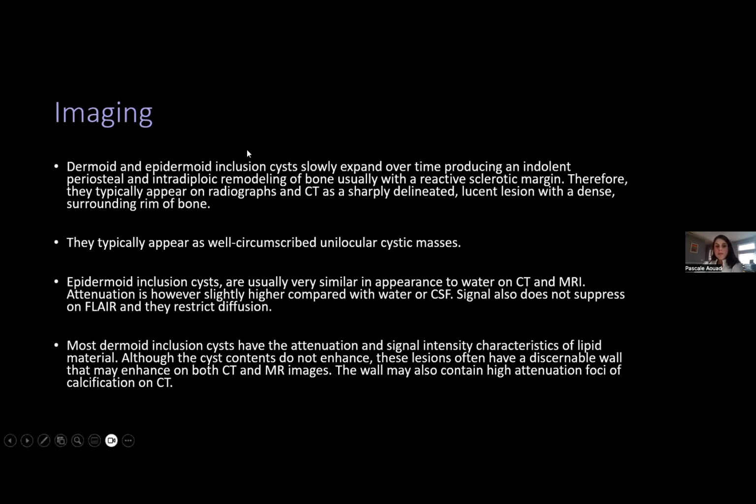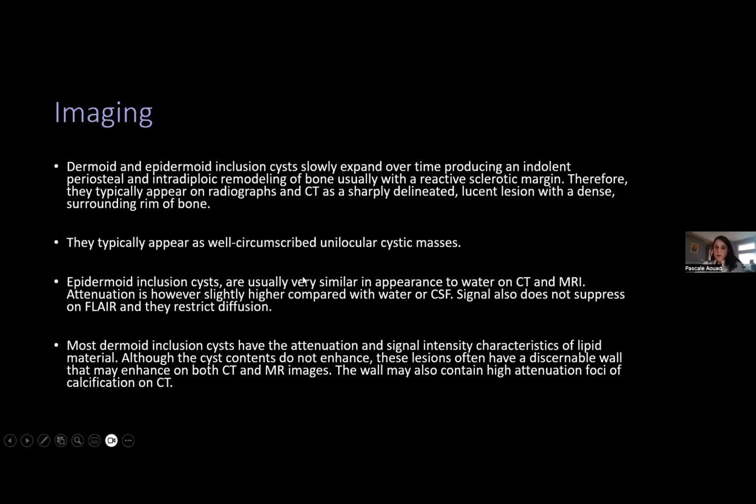On imaging, both dermoid and epidermoid inclusion cysts will slowly expand over time, producing an indolent periosteal and intradiploic remodeling of the bone, which usually manifests with a reactive sclerotic rim. Therefore, they typically appear on radiographs or CT as a sharply delineated lucent lesion with a dense surrounding rim of bone. They will typically appear as well-circumscribed unilocular cystic masses.